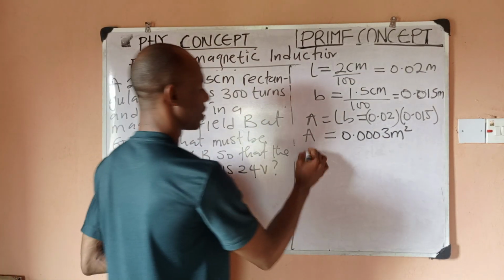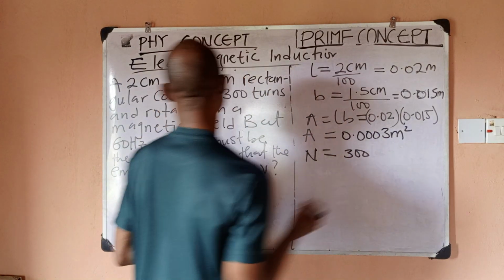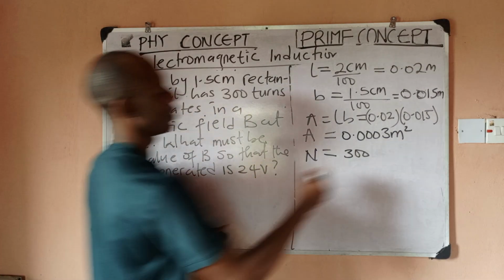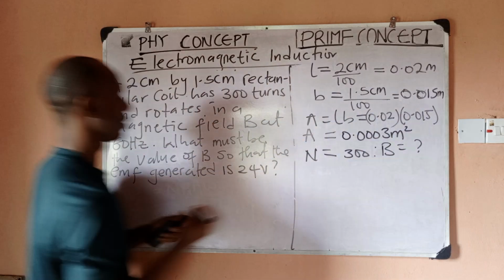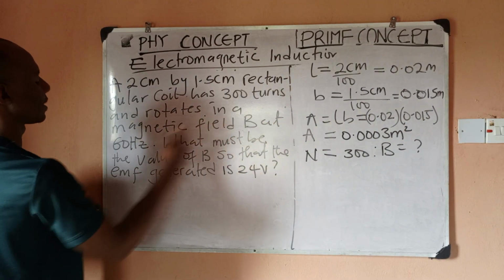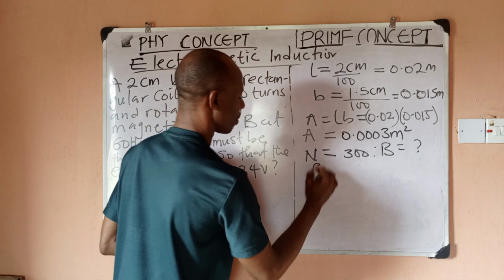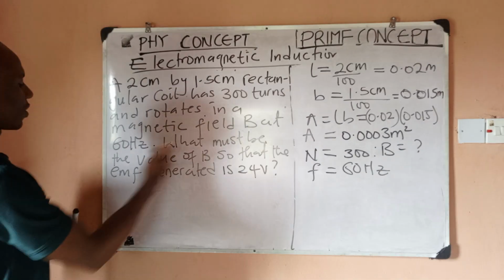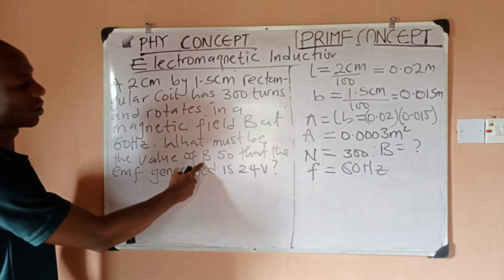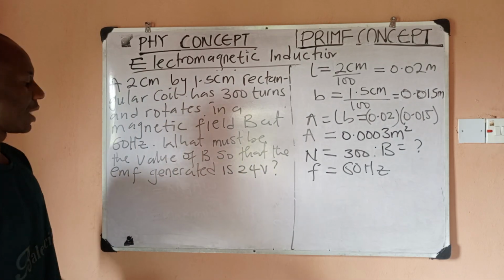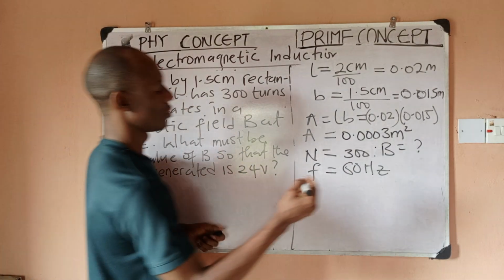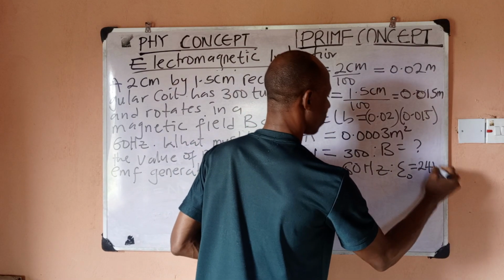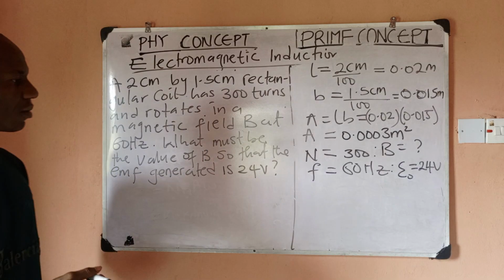The next thing they give us is the number of turns as 300, right? Now, it is rotating in a magnetic field B. They didn't give us the value of B, so the magnetic field B is what we're looking for. The frequency is given to us as 60 hertz. Now, what must be the value of B so that the EMF generated is 24 volts? So the EMF, which we consider as the peak EMF, is 24 volts. So we want to find this.